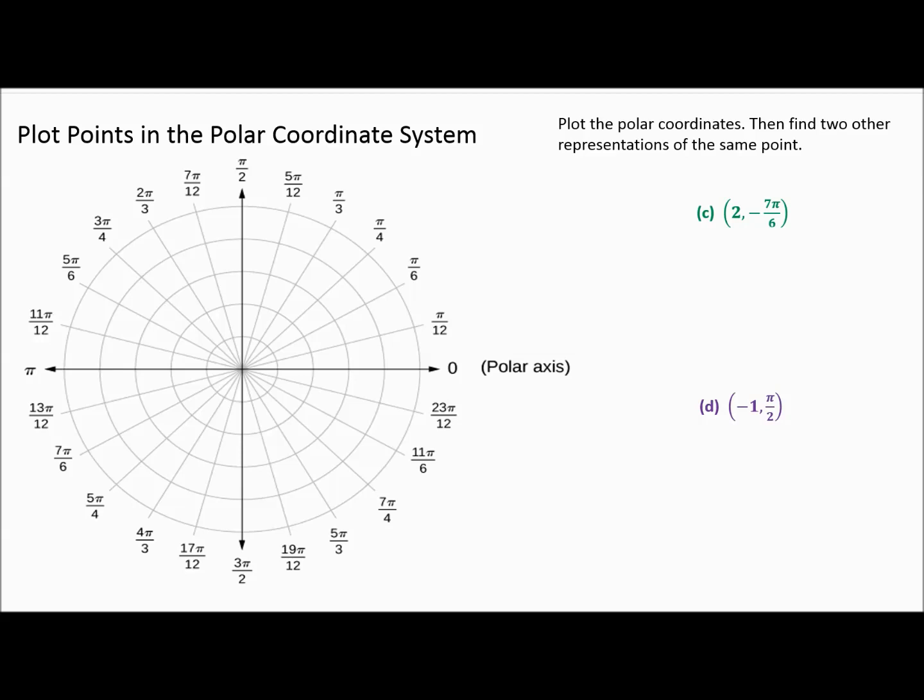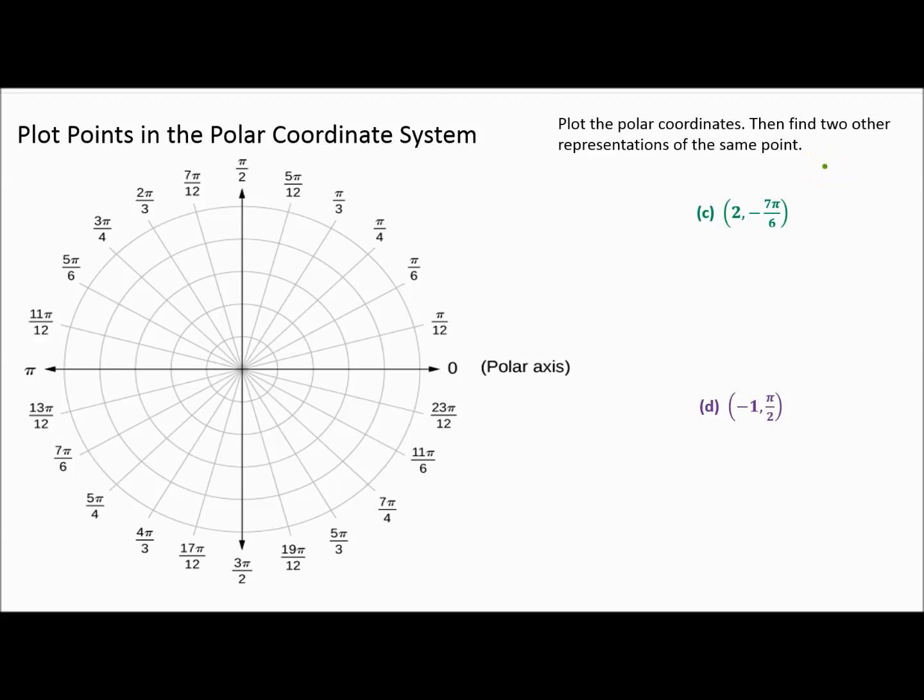All right, here we go again. Let's plot these. We're getting plenty of plotting practice, but you have to be able to plot a graph, right? That's the idea. You practice a whole lot of plotting points in the XY axis before you really learned how to graph lines. All right, so plot the polar coordinates, find 2 other representations of the same point. Now, these are clearly both in radians.